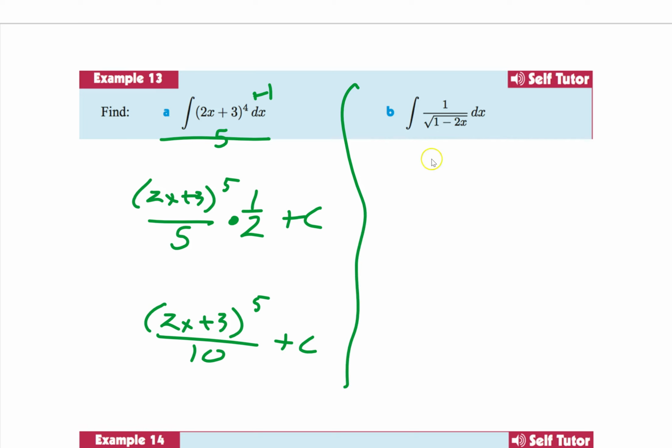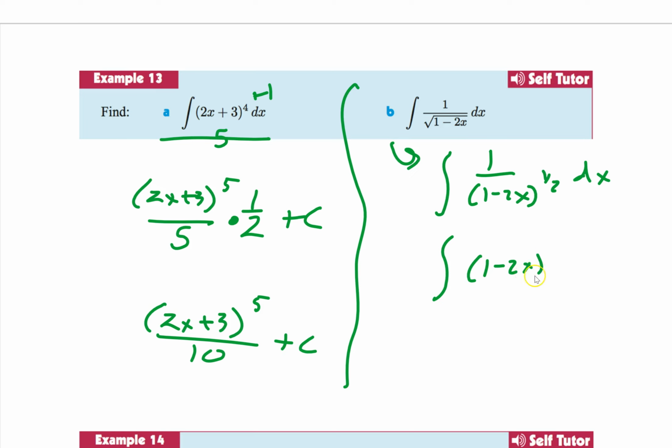Look at this one. That one's ugly, right? You can't leave it like that. We got to rewrite it. Integral of 1 over (1 minus 2x) to the 1/2 power. Still got to rewrite that. 1 minus 2x to the negative 1/2 power. Now we're ready to go. Now we can do some integration.